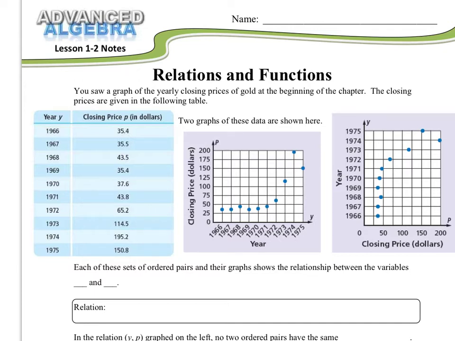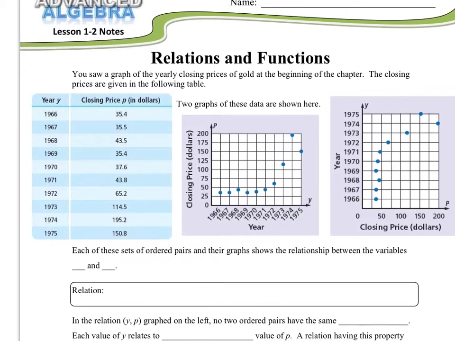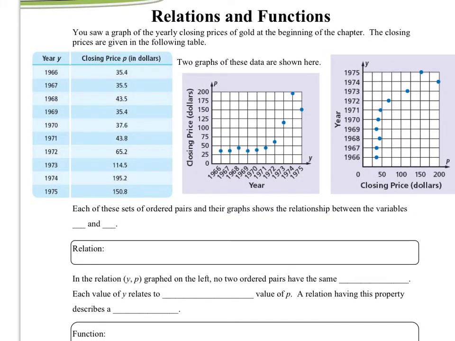The first graph has year on the x-axis, and they call that Y for year, and they show the closing price in dollars on the y-axis. On the second graph, they flip the axes around. They have the closing price in dollars, P, on the x-axis, and the year Y on the y-axis. Each of these sets of ordered pairs in their graphs shows a relationship between the variables Y and P. So we're showing a relationship between Y, the year, and the closing price P in dollars.